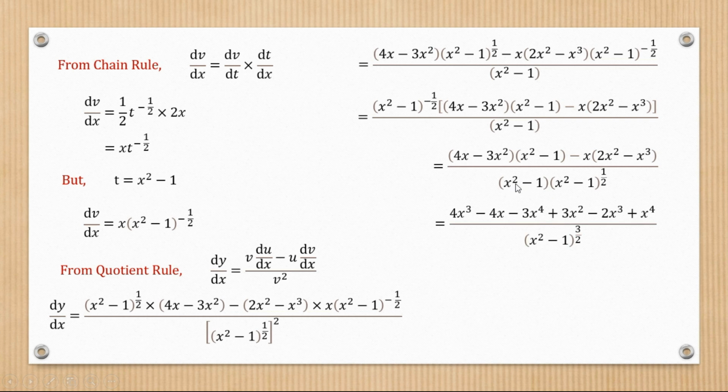But now these are identical, they have the same base. So now we can add 1 to a half. So 1 plus a half is 3 over 2. That's when we end up with (x squared minus 1) to the power 3 over 2.